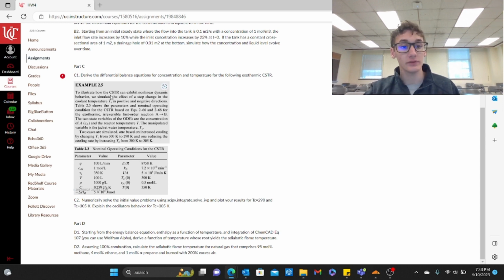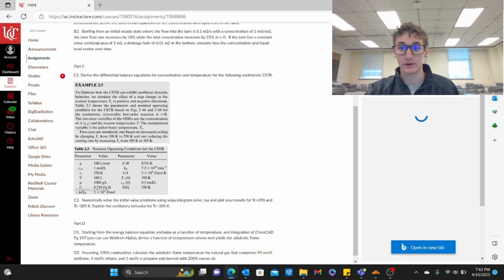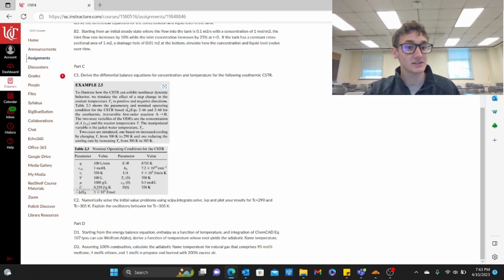In this problem, let's see if I can make that bigger. No, that just searches it. It says to illustrate how the continuously stirred reactor, all that means is that it's equally distributed and it's always continuously stirring, can exhibit a nonlinear dynamic behavior. We simulate the effect of a step change in the coolant temperature Tc. And again, all that is given down here.